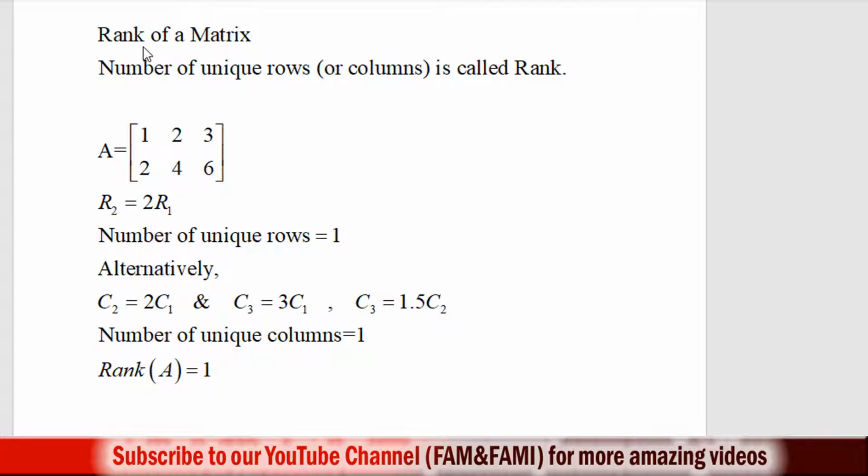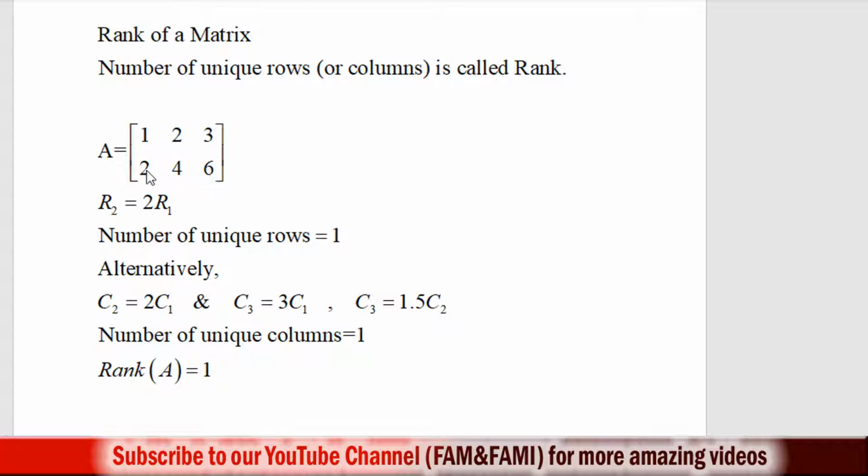In this video, we are going to discuss the concept of rank of a matrix. The number of unique rows or number of unique columns in a matrix is called its rank. Let's illustrate this idea by assuming a hypothetical matrix A containing 2 rows and 3 columns.